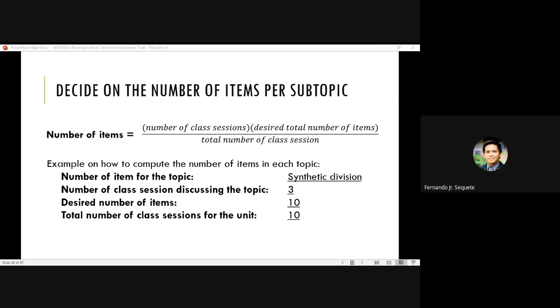Addition was only 2 sessions. The teacher only taught it in 2 meetings. Subtraction, only 3 meetings. Multiplication, only 4 meetings. Division, 5 meetings. So among the 4 topics in your coverage, which one has the higher class sessions? Which one has the highest class session?